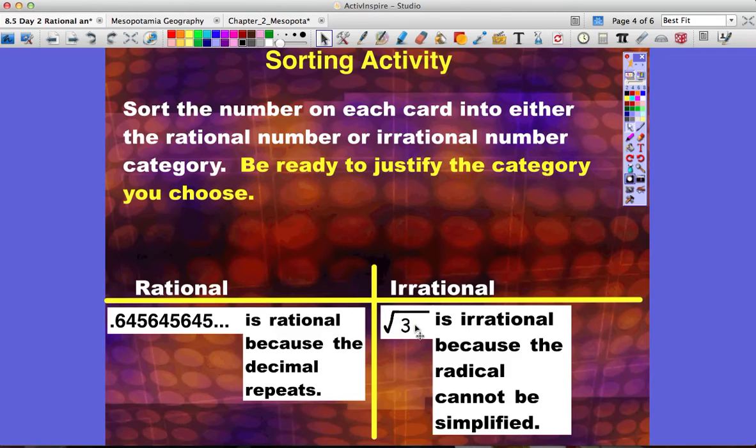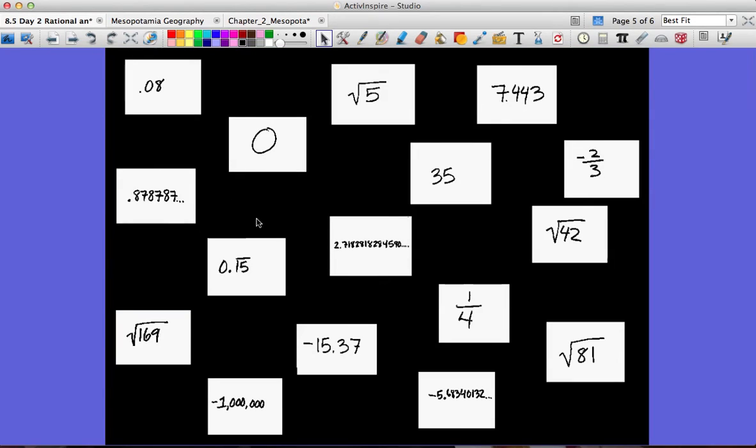You might need to do a little bit of work to determine if the number is rational or irrational, and you'll need to keep this next page up in order to be able to complete the assignment. So each of these numbers you have to determine, is it rational or irrational? When you're done, you can write your answers on Edmodo, and like I said, when you come in tomorrow, be ready to defend your answers.